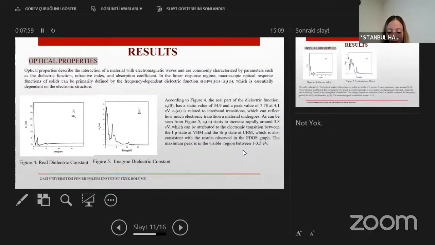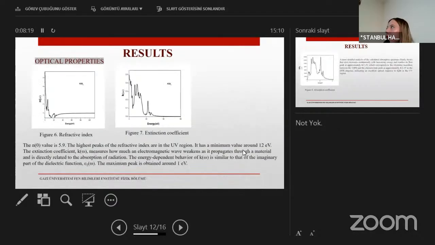The maximum peak is in the visible region between 1 and 3.5 electron volt. Since this is metallic, there is no optical band gap. We can see this from the fact that the imaginary part starts from 0. The n value is 5.9. The refractive index indicates how much light slows down and changes direction when passing through a material.